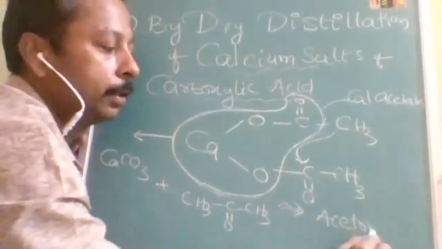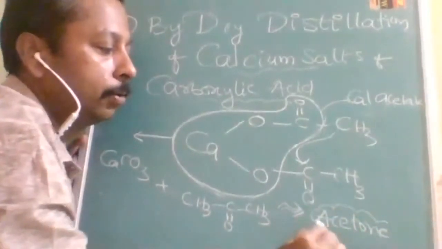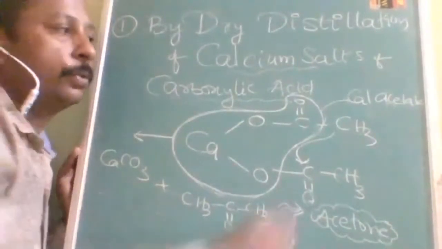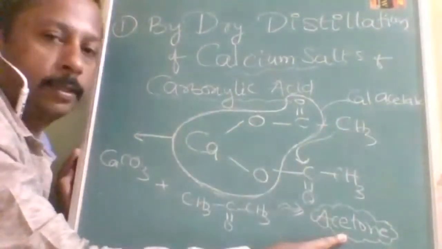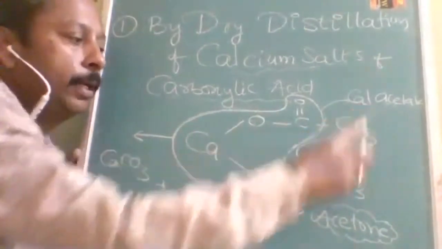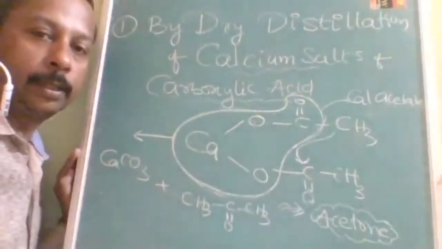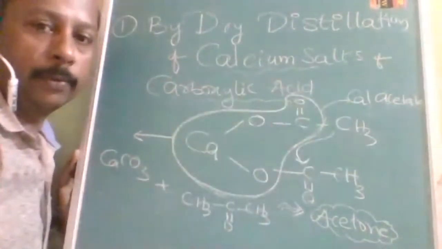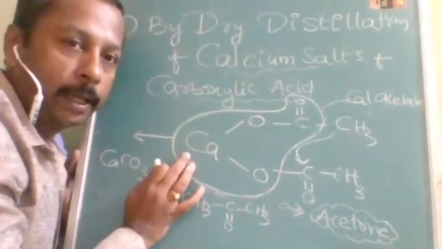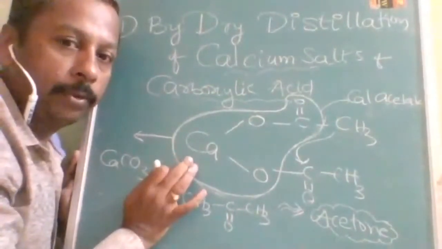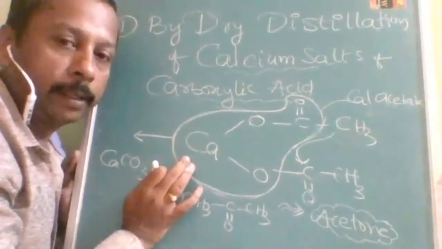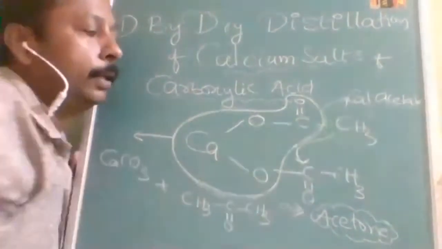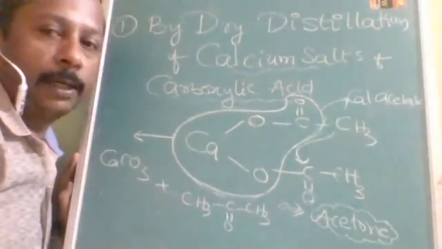What is it called? Acetone. Acetone is used as a solvent. So if we use calcium acetate, you get acetone. If you use calcium formate, you get formic acid. This technique is the same. If you remember this memory diagram, it gives you an easy method to identify the product without any hassle, without any problem. You can directly find the answer.